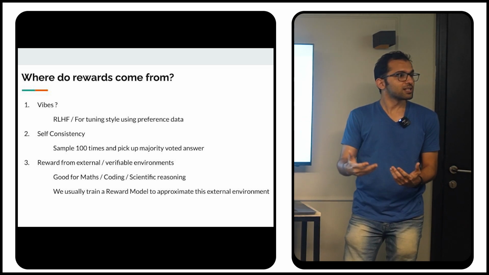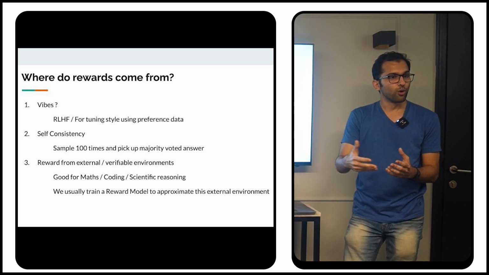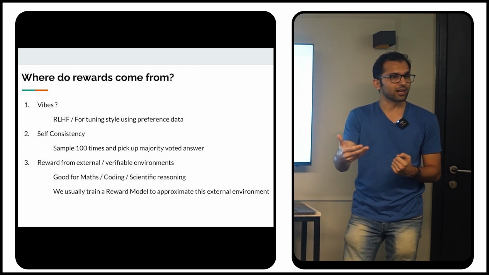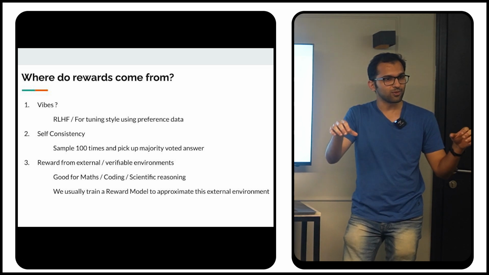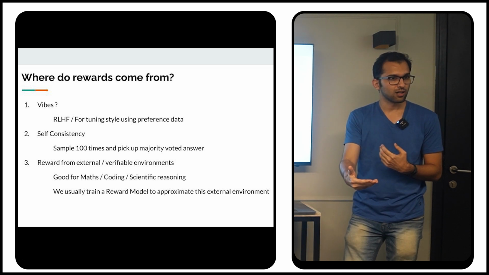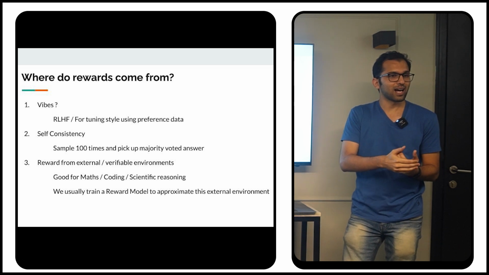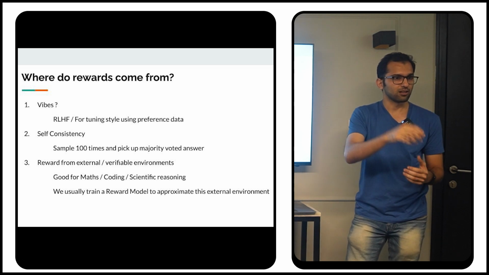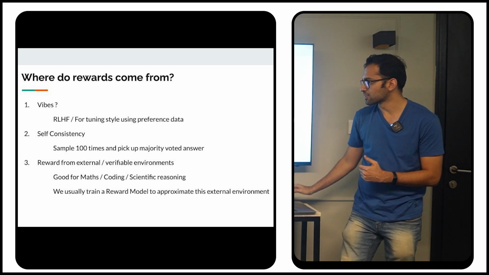The second option is self-consistency. Now we are coming to the domain where math, coding, and scientific problems are involved, and we don't know whether a particular output is correct or not. So we can sample the same LLM with the same question, probably hundreds of times, and trust that the LLM will get to the correct answer most of the time. We do n sampling, and whatever answer we get the maximum number of times can be taken as the correct answer, and we can use that as a reward based on that difference.